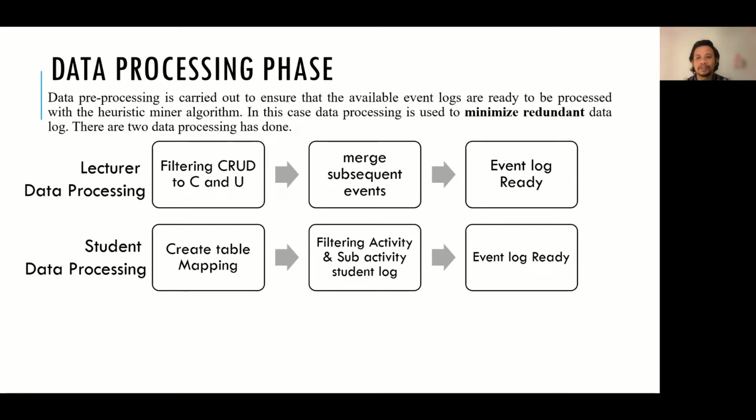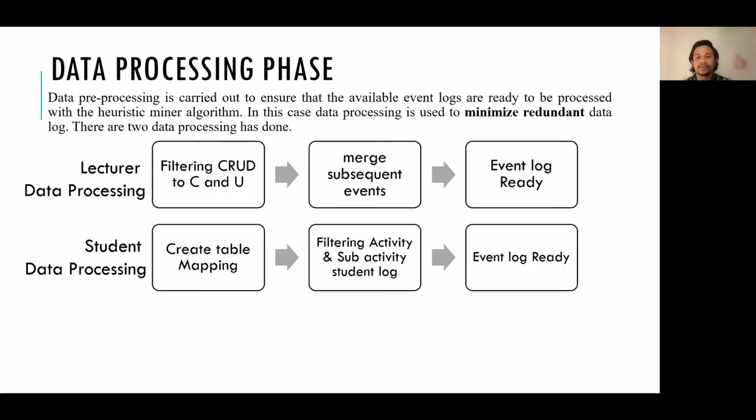At the time the lecturer adds and changes learning material like activities or resources, LMS will add a record to the CRUD attribute with CNU value. R value is for reading or viewing the learning material, D value is for deleting learning material. So we can ignore these two values. After filtering the CRUD attribute, we did the merge subsequent event process assessed by ProM tools, using the merge subsequent event plugin to ensure that there are no redundant records.